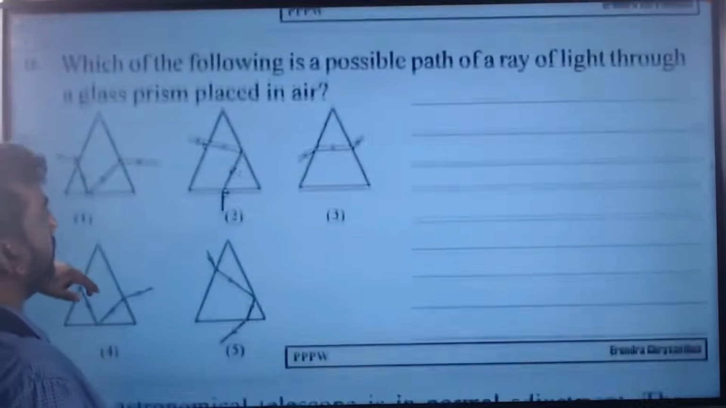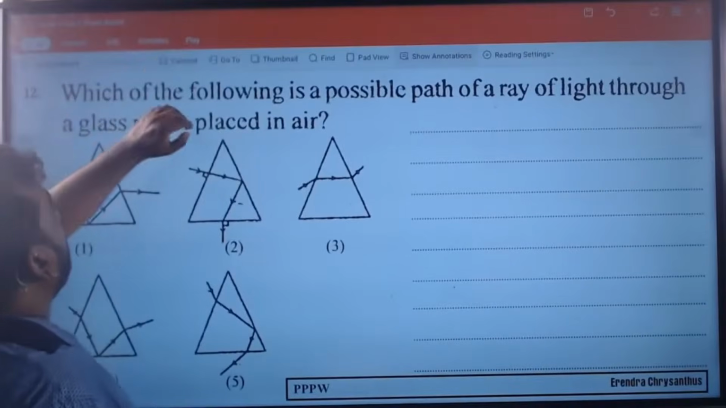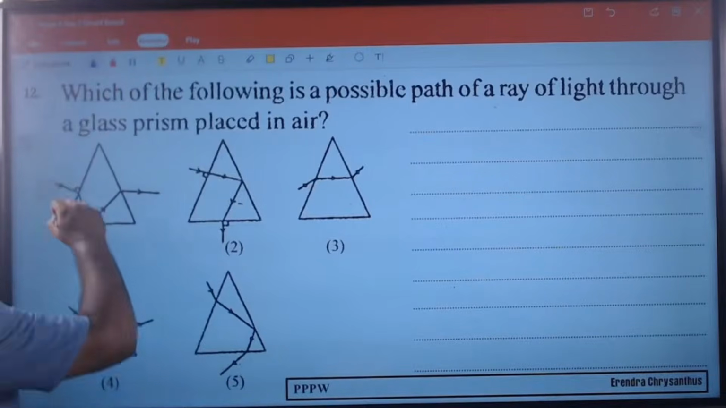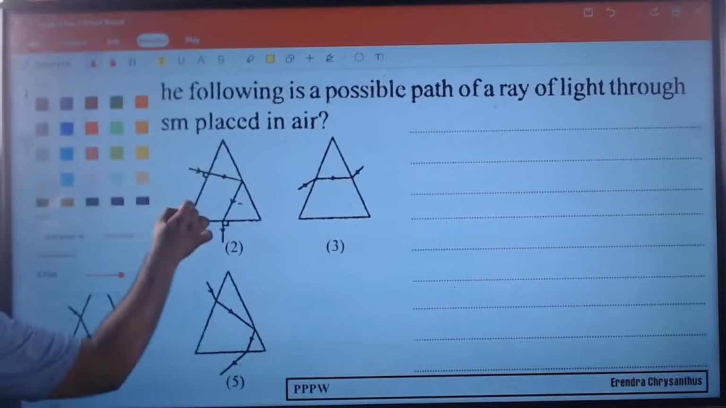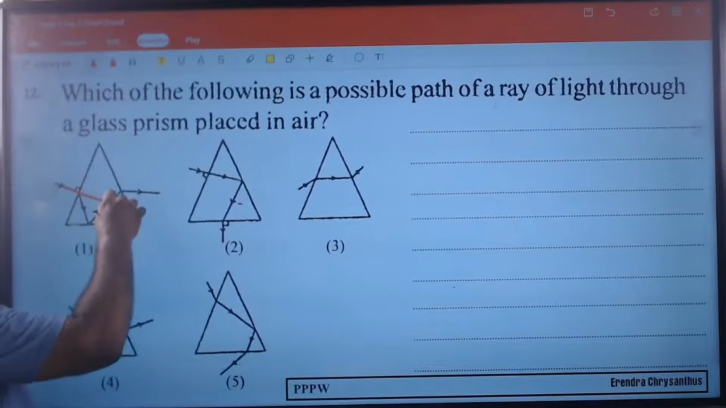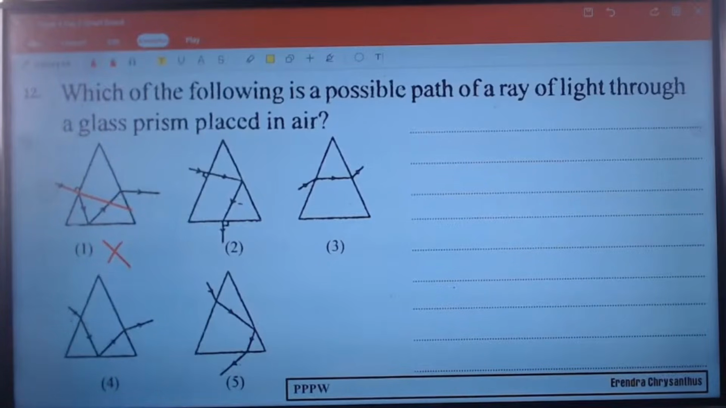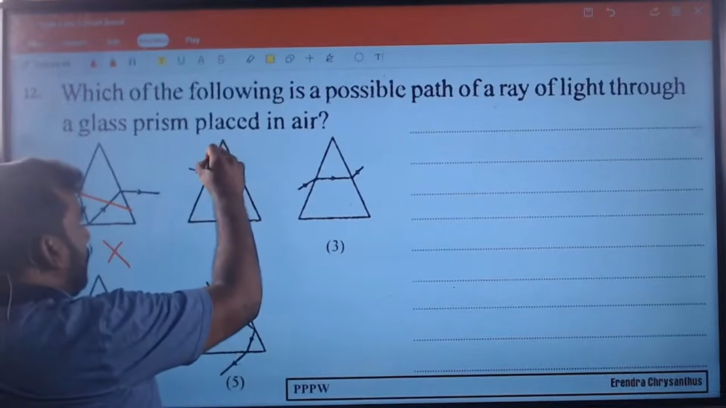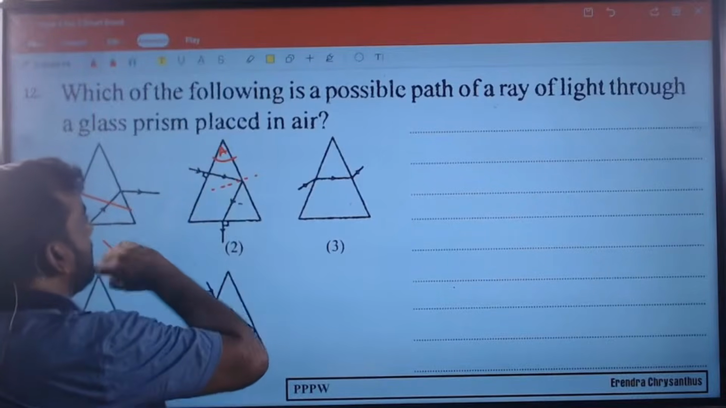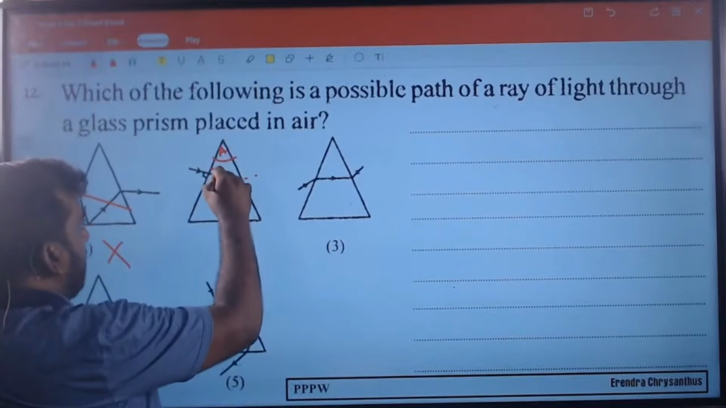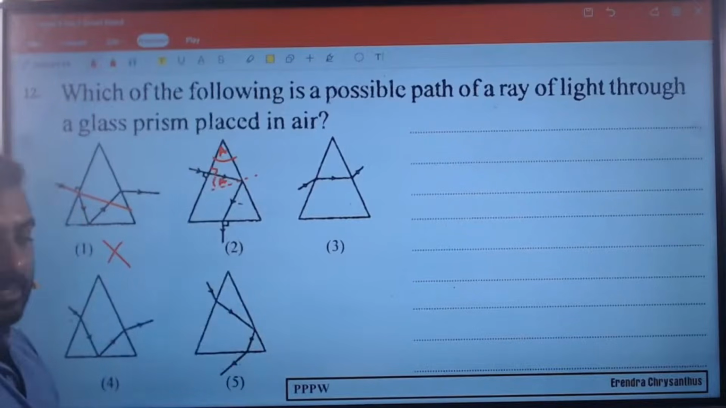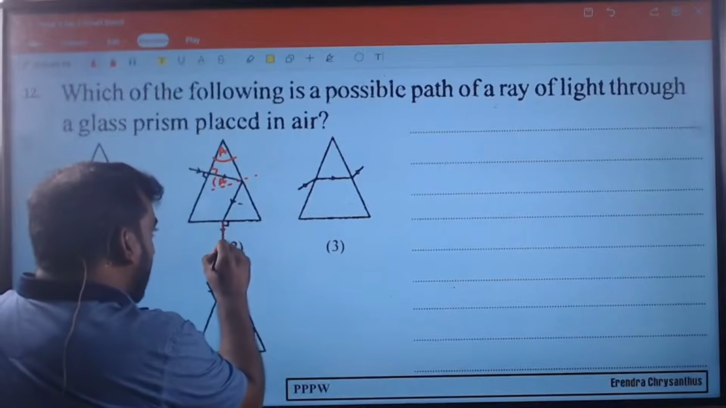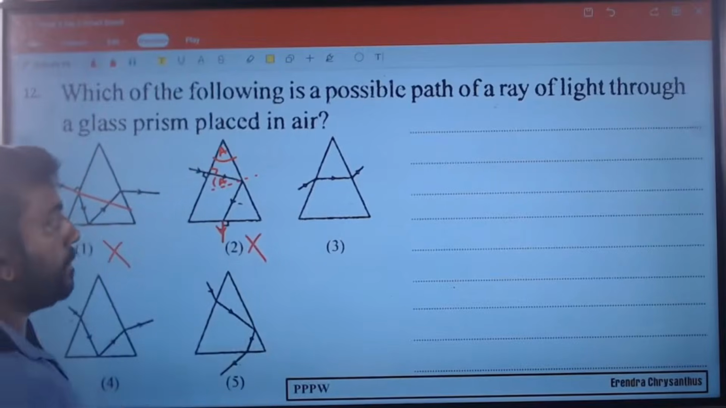Next one. Which of the following is a possible path of the ray? Now, if it comes at 90, I know the ray should go straight. So this is not possible. Here, prism angle A. Here 90 minus A. This can be greater than critical angle, but a light ray coming straight here, that is impossible.